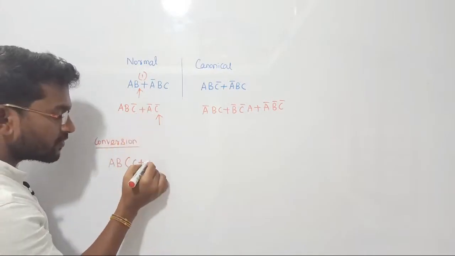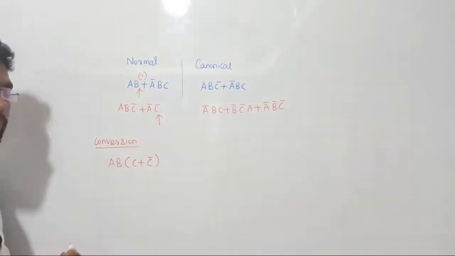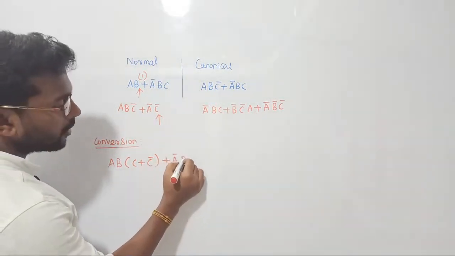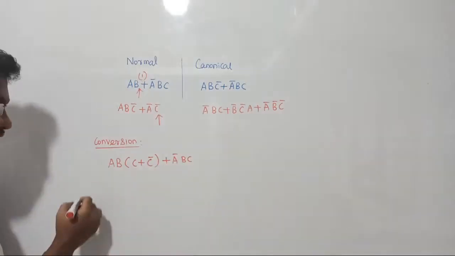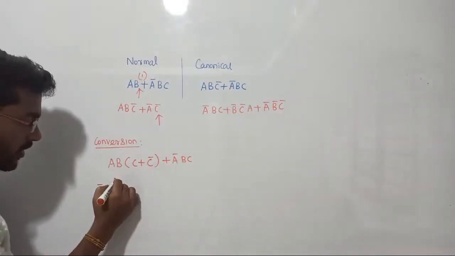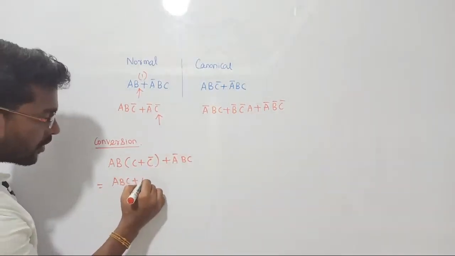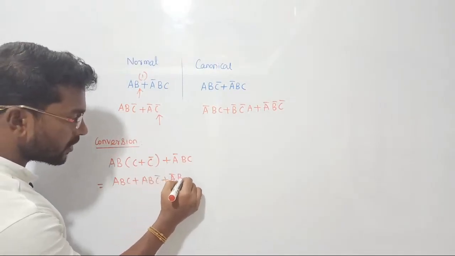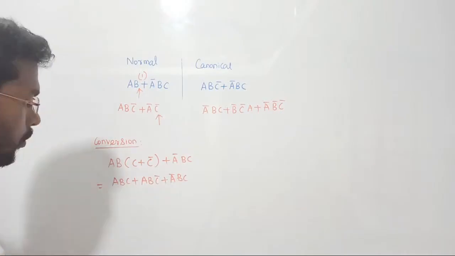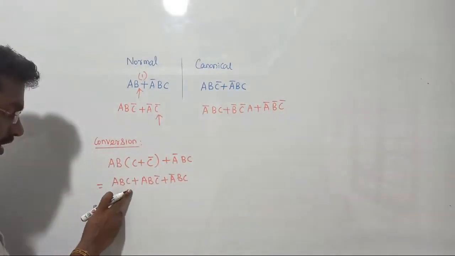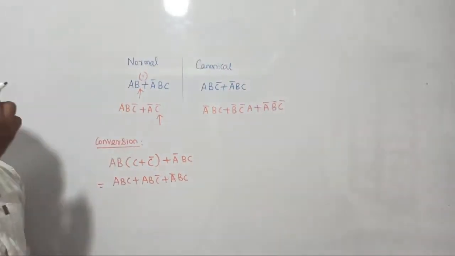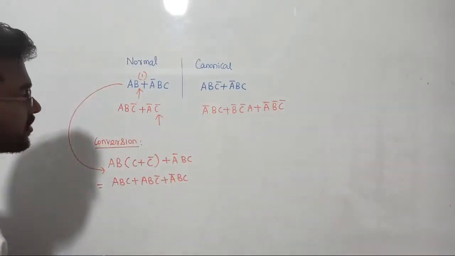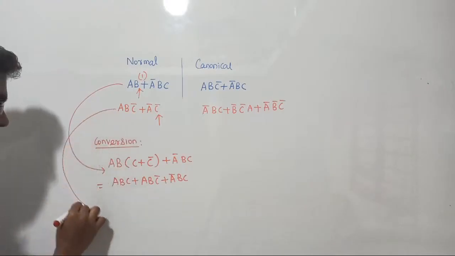So in terms of C, 1 can be written as C plus C bar. Do you all agree with me? Yes. Plus A bar BC. That is called standard canonical form, right? So if you open up the bracket, it is going to be ABC plus ABC bar plus A bar BC. Do you have any missing term now? No. See there, I have three literals, three literals, three literals. Happily you can write, right? So that is called normal to canonical form.